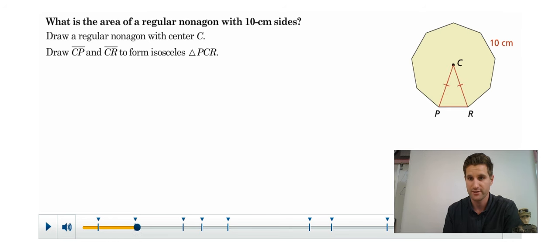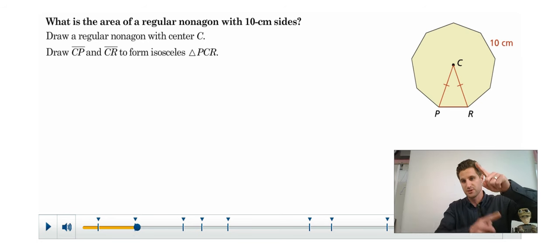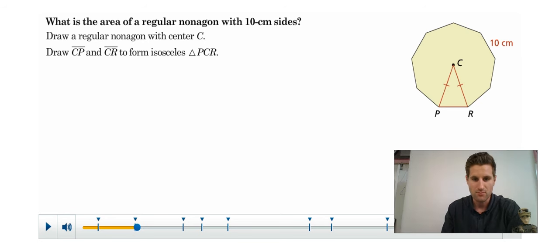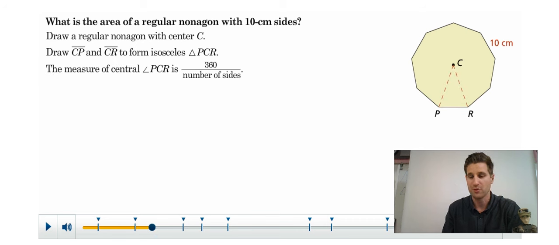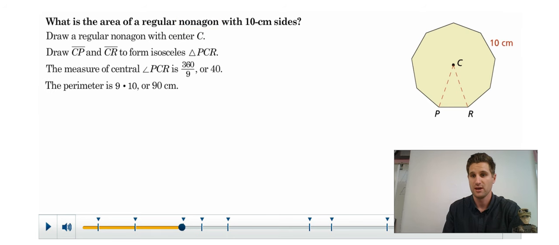We can draw a triangle in here. This is an isosceles, right? Because the distances from the center to the vertices are going to be the same. Moving on around, we want to find the central angle. So we do 360 divided by the 9-sided nonagon. So we get 40 as our degrees, and our perimeter is 9 times 10, or 90.